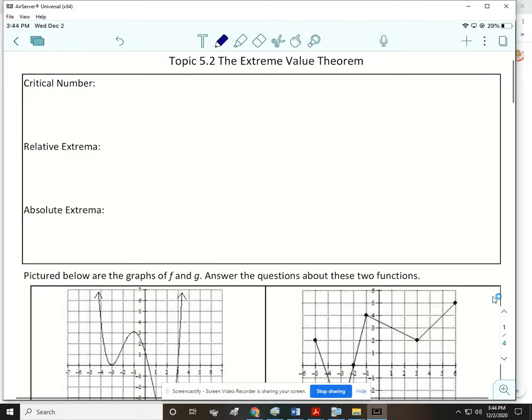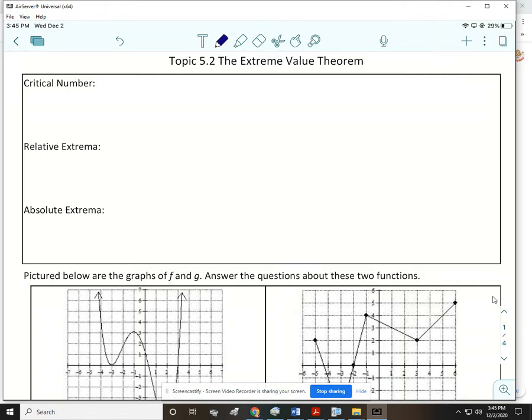All right, so we're going to start Unit 5 with this lesson. So I am doing the topics out of order. I feel like it just works better for us to do the extreme value theorem first, and then we'll go back and do the mean value theorem. It doesn't really matter which order we do it in.